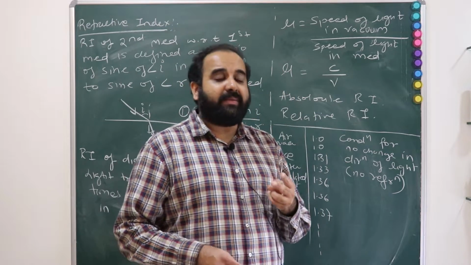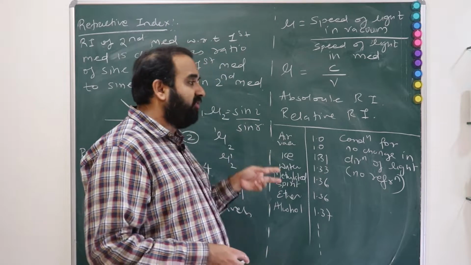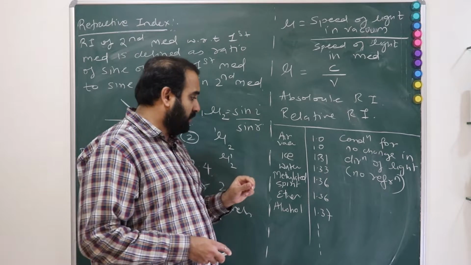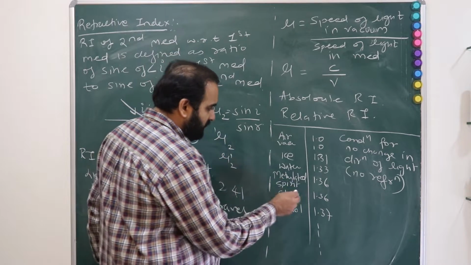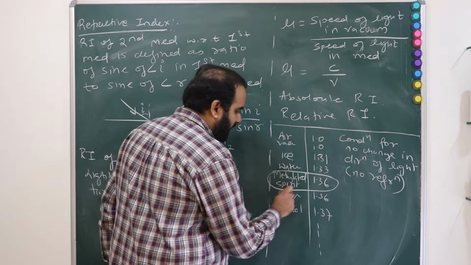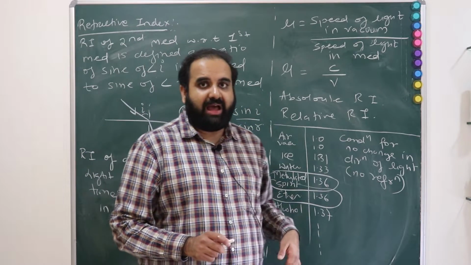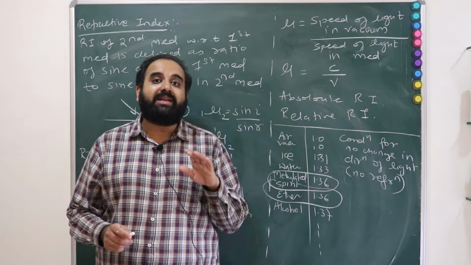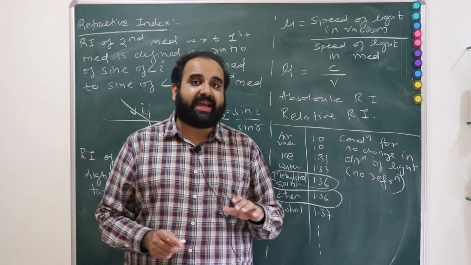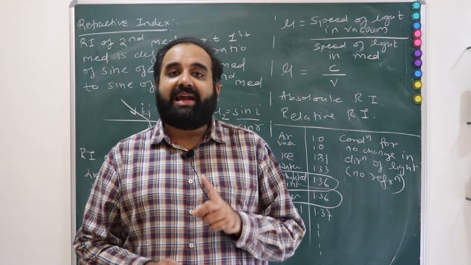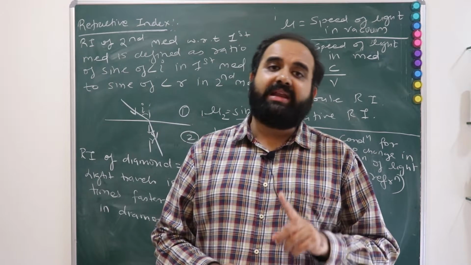The second condition says that both the mediums have the same refractive index. Here you might get confused. If you can see, there are these two mediums, methylated spirit and ether. Both of them have a similar refractive index. So in this case also, if both of them have the same refractive index, the light ray will pass without any deviation.